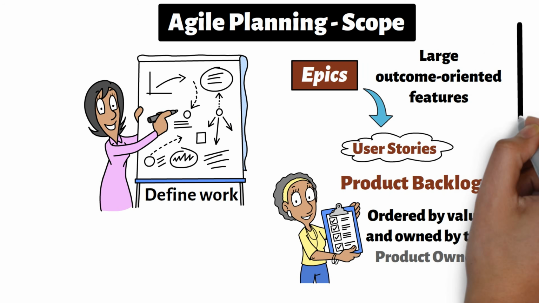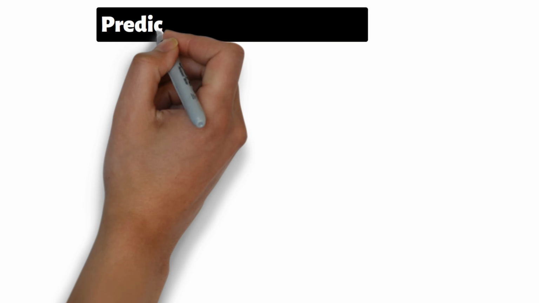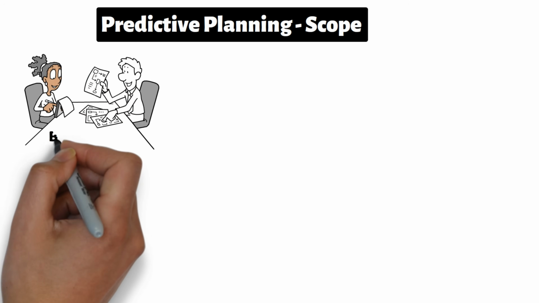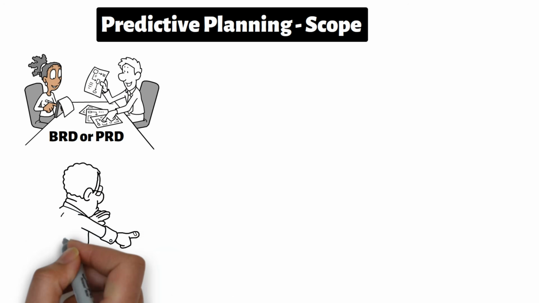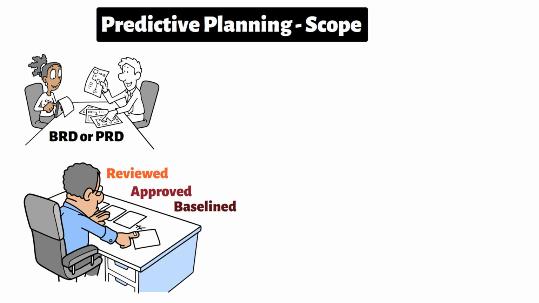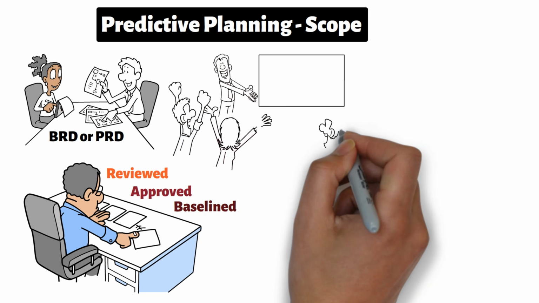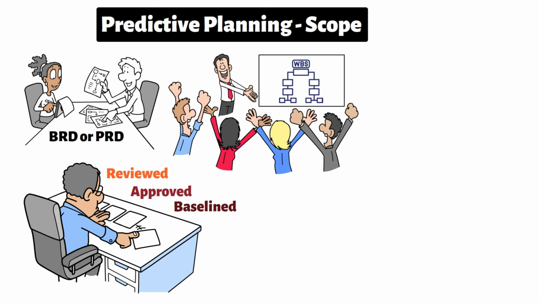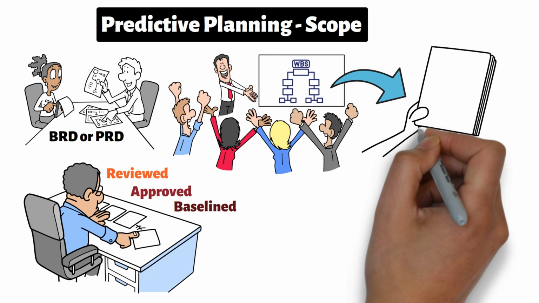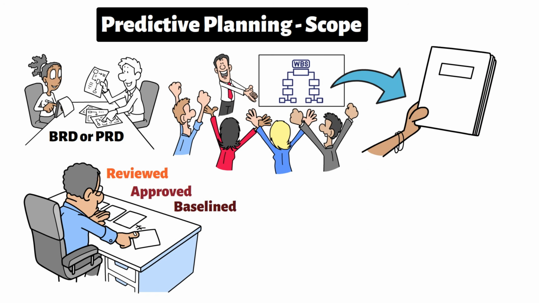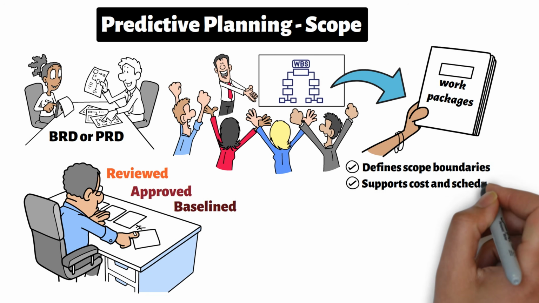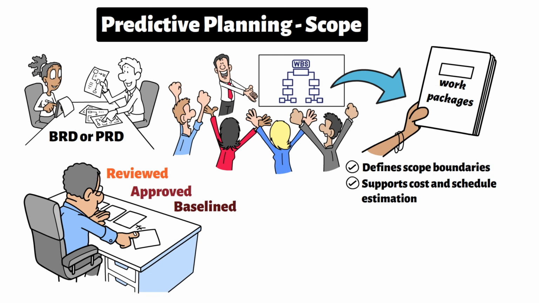Now let's compare this with the predictive approach. In a predictive project, detailed requirements are typically captured in documents such as the BRD or PRD. These requirements are reviewed, approved, and often baselined. Once requirements are stable, the team creates a work breakdown structure, or WBS. The WBS decomposes deliverables into work packages. It defines scope boundaries clearly and supports cost and schedule estimation.